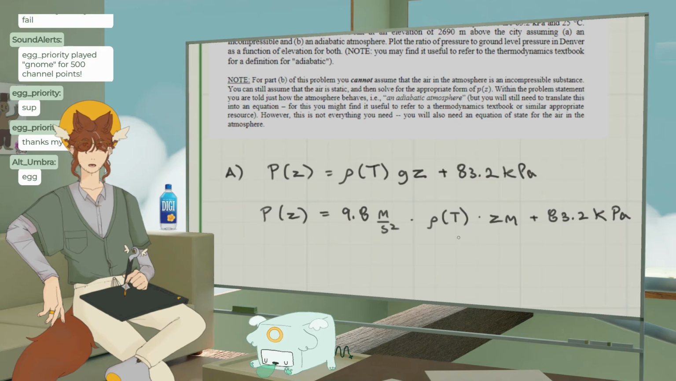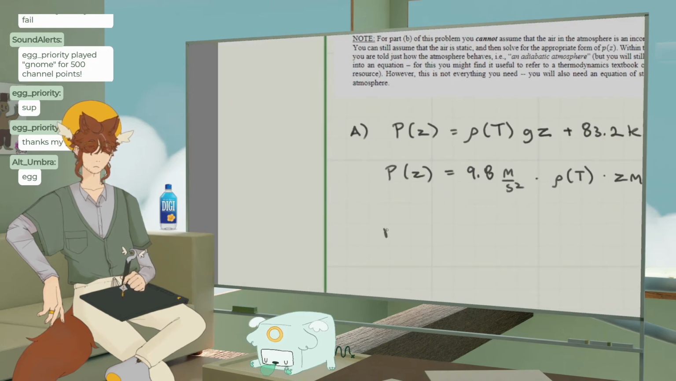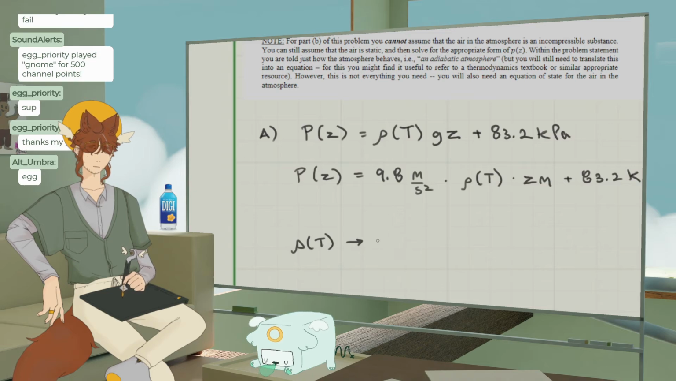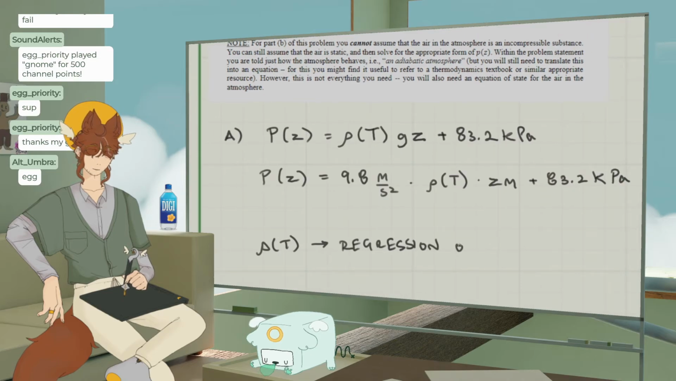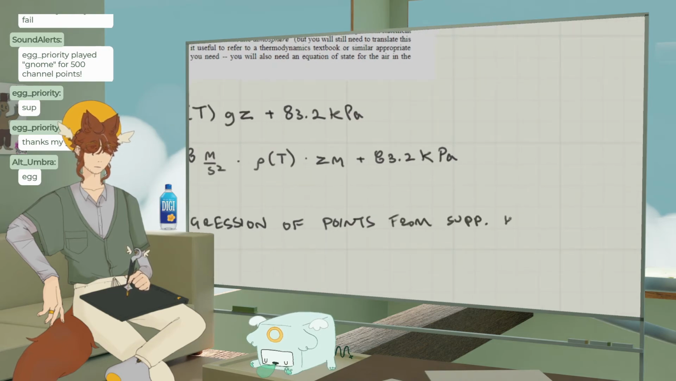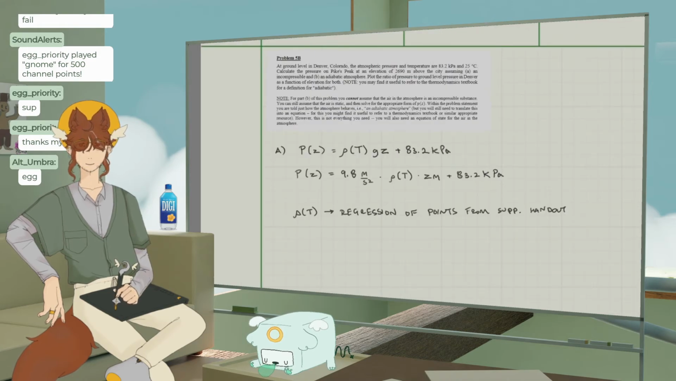For this one, I'm going to say regression of density with T. Regression of points. Oops, sorry, engineering lettering. Should we do some MATLAB? I could do that. I'd be down. It'd be a good brain exercise. Points from the supplemental handout. Now, I don't know if it's going to be linear or what, but we'll do that. There's a MATLAB.